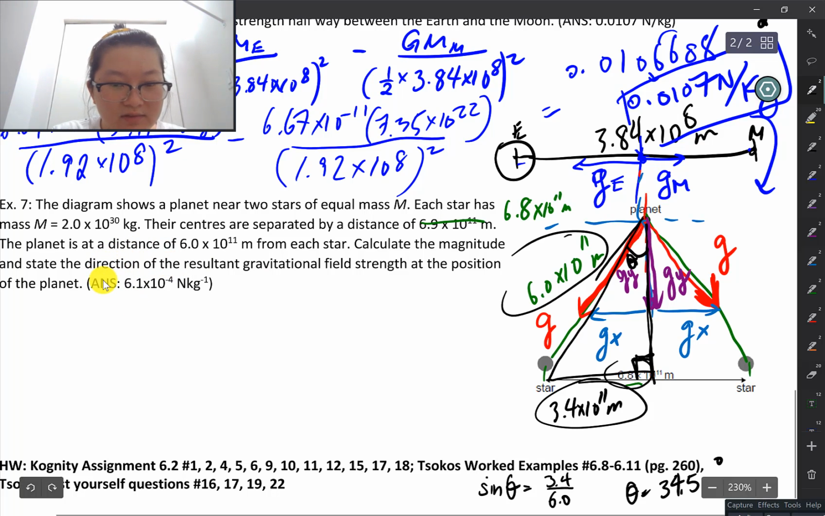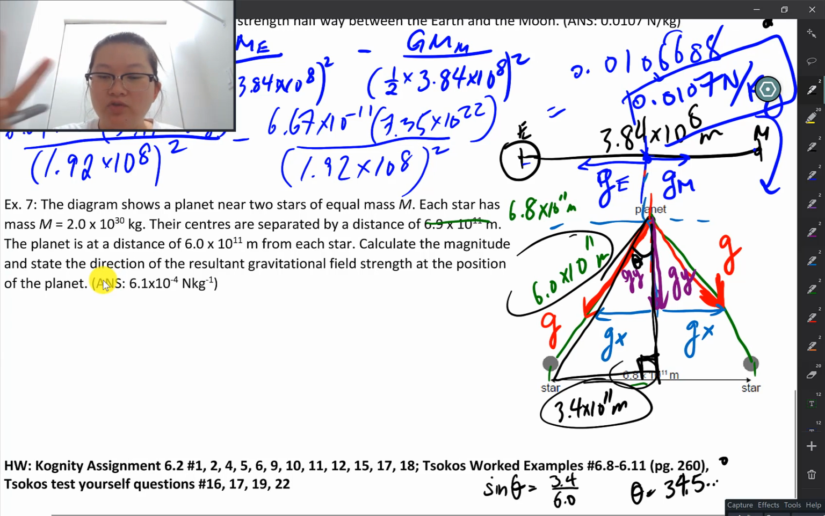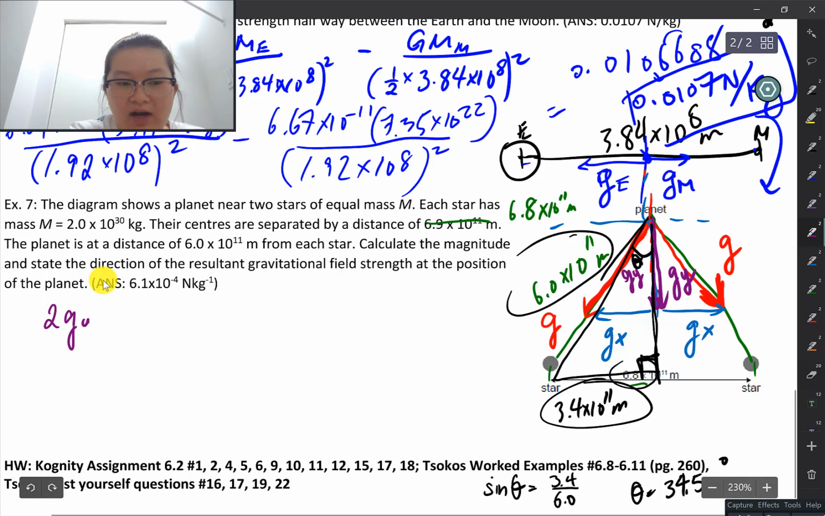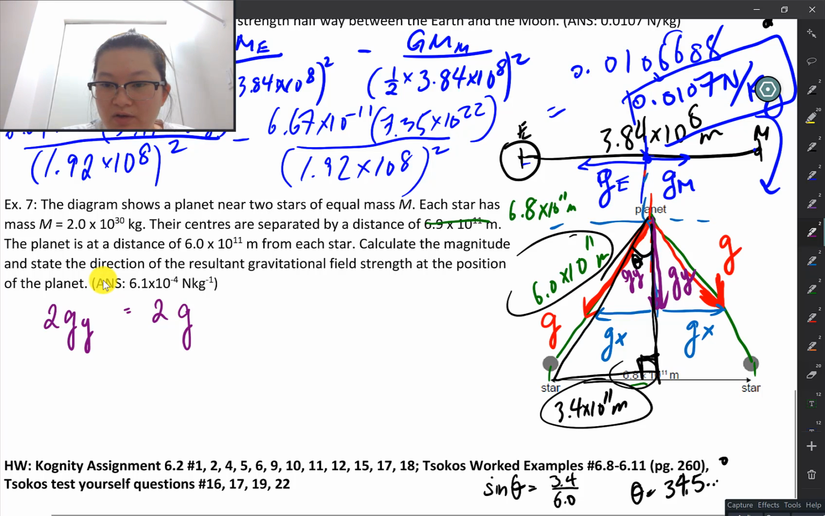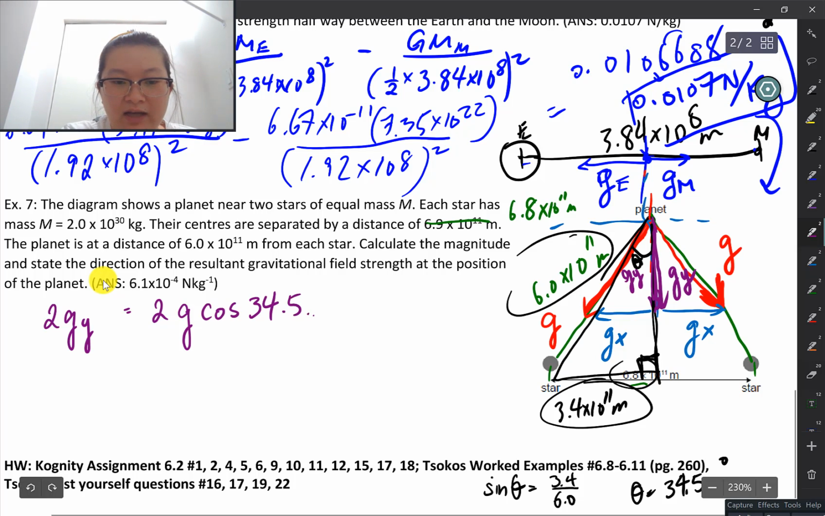Oh, wait. Magnitude and state the direction. Okay, well then. Because there are two stars, we're going to get two gy's, and we know the gx's are just going to cancel out because one opposes the other. So the net resultant gravitational field strength is going to be 2 times gy. And we know that gy is going to be g times the y component, which is cosine of theta. Theta we know is 34.5, we just found that out a little while ago.